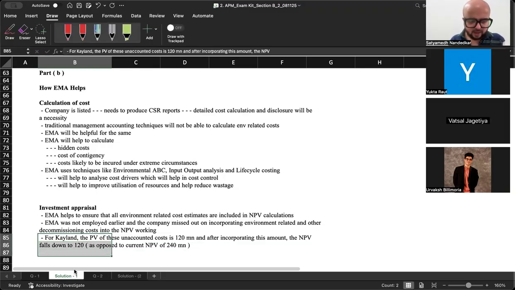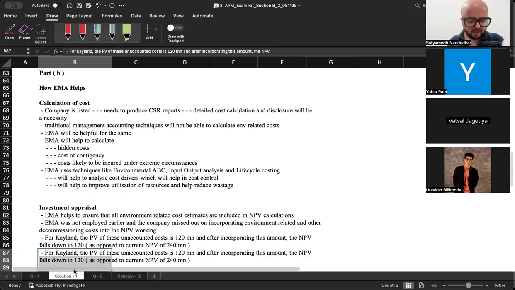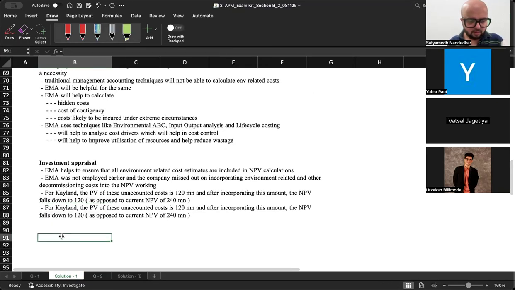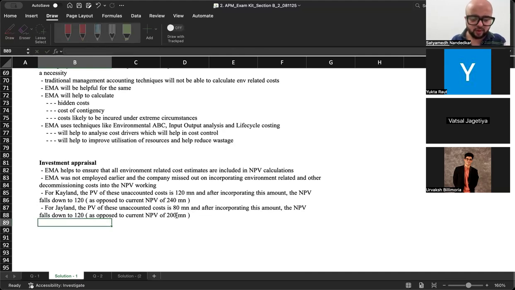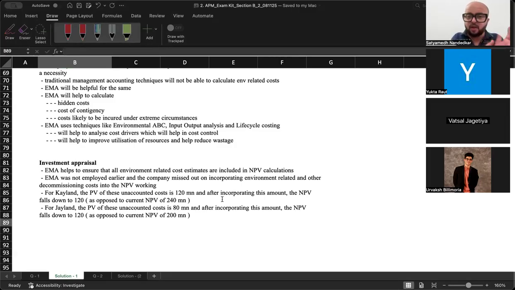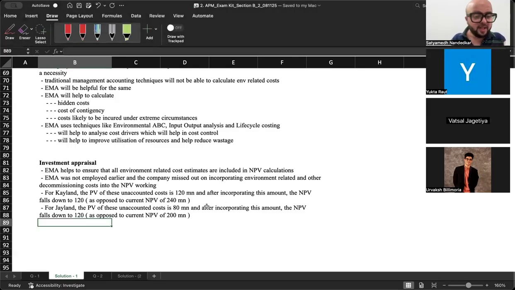ठीक है? एंड जेलैंड में भी सेम होगा. ठीक है? In Jayland the PV of these unaccounted costs is 20 million. ठीक है? And after incorporating this amount, it falls down to 120 as opposed to current NPV of 200 million. ठीक है? So both are falling down. See, the board should probably, now that they are comparable, it might change the decision also. How will it change the decision? Tell me.